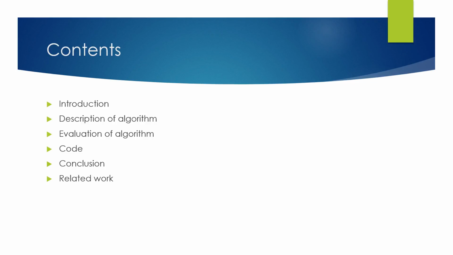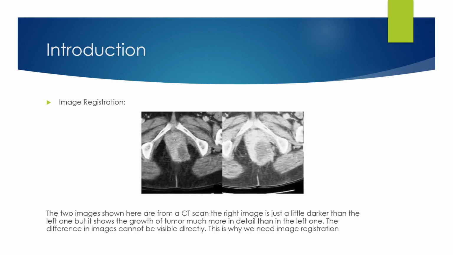Moving on to the introduction, as you can see here, image registration is a very important task, algorithmically a very important method to be used for many different applications. There are two images side by side. The left image is a little lighter than the right image, or to be precise, the right image is a little darker than the left image. The difference between the two images is pretty minimal, which can barely be seen by our naked eye.